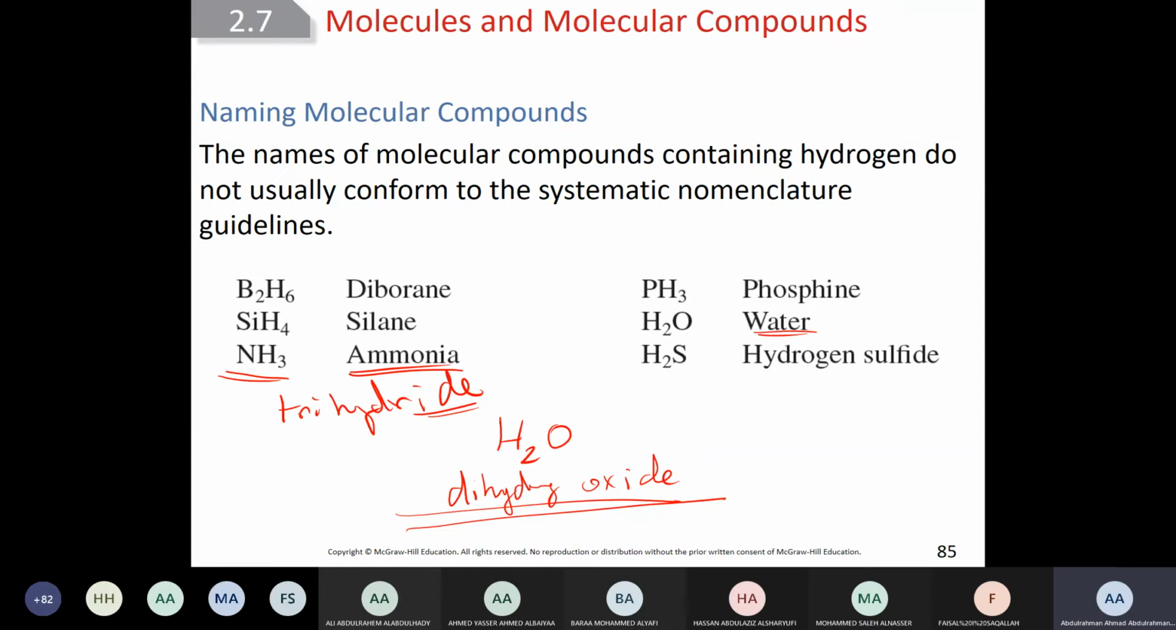You have to memorize this. This one is diborane. You don't have to memorize it. Silane, not important. Phosphane, not important. I want you 100% to memorize this one and this one. The rest, just keep them in your mind. That's all.